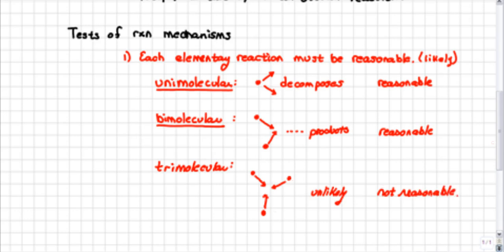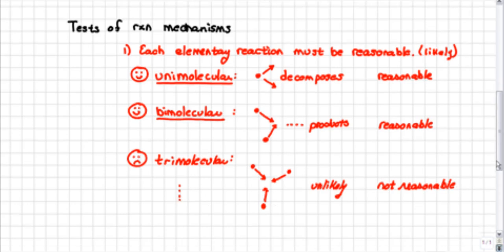As we evaluate reaction mechanisms, we're going to make sure that each elementary reaction that we observe is either unimolecular or bimolecular. However, trimoleculars and tetramoleculars and anything else requiring more particles than two are going to be considered unlikely and therefore not reasonable from the point of view of an elementary reaction. That's test number one.